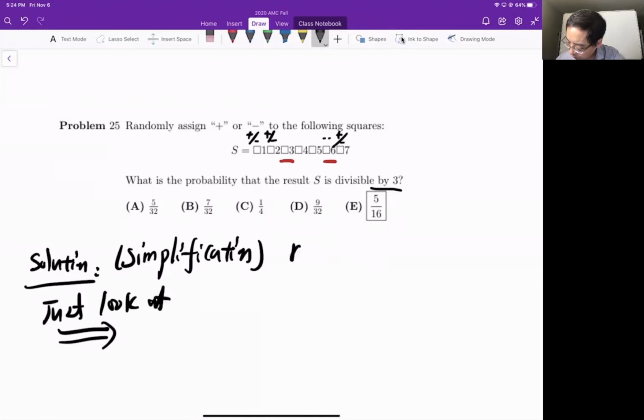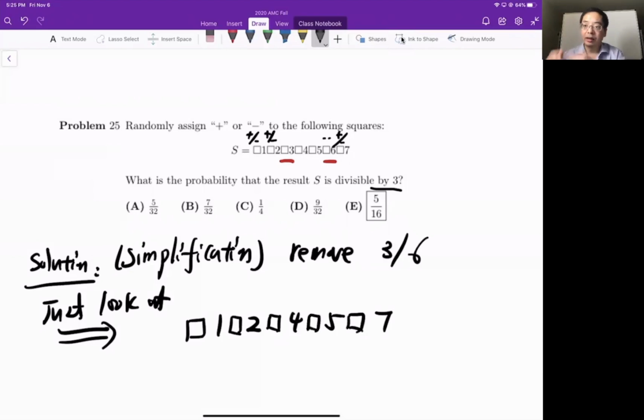So remove 3 and 6. We have 1, 2, 4, 5, and 7, 5 boxes in front of them. The problem is equivalent to saying we have 5 numbers, 1, 2, 4, 5, 7, and randomly assign plus or minus in front of them. What is the probability the resulting number is divisible by 3?